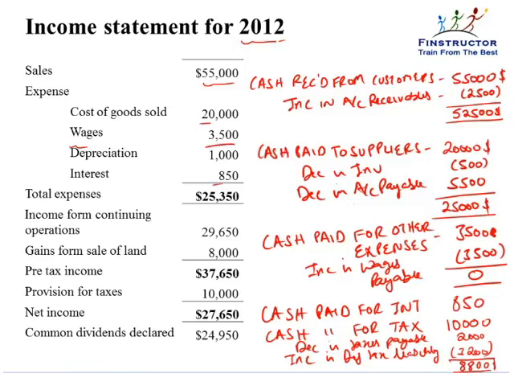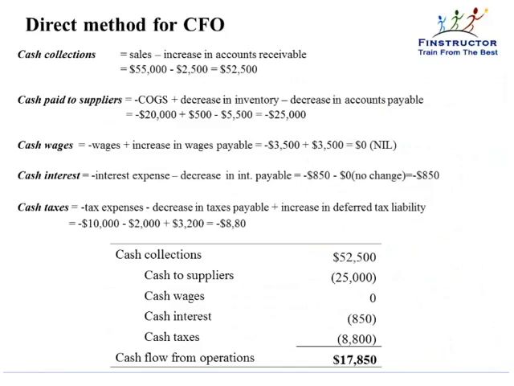So if we subtract all the expenses from our cash received from customers, we would get the cash flow from operations. So that will be 52,500 minus 25,000 minus 0 minus 850 minus 8,800. So that comes out to be $17,850.